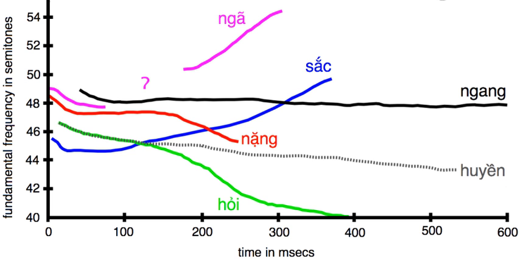Topic: Hanoi initials. S, Z are laminal. D, G and R are all pronounced Z. CH and TR are both pronounced C, while X and S are both pronounced S.